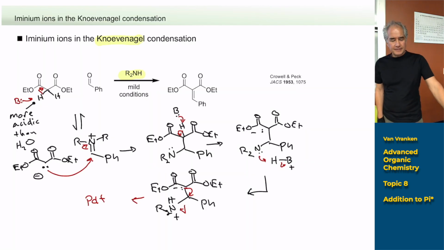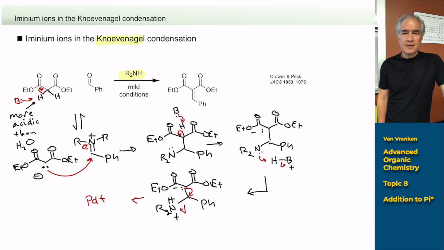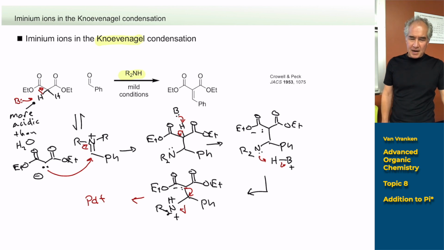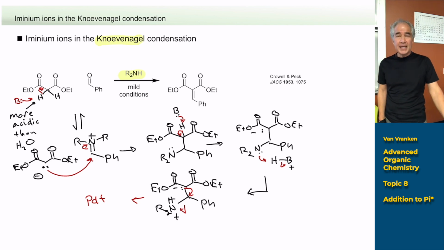So we left off talking about addition to pi star. Most of that addition to pi star that you're going to see is addition to carbonyl groups. That's the majority of arrow pushing where you have your nucleophile add to a double bond. But I mentioned this critically important intermediate for modern organic chemistry or even ancient biochemistry, and that is iminium ions.